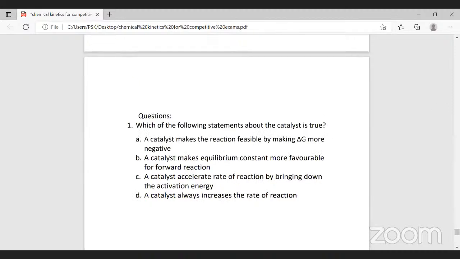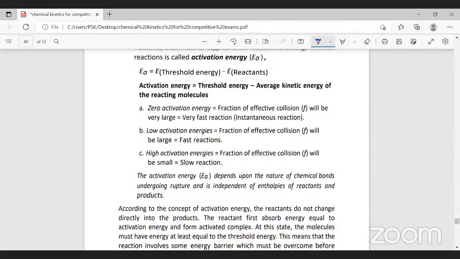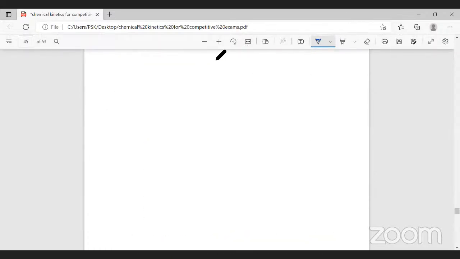Before we learn some questions, we have to understand the proper orientation, which your textbook has given. I'll use this space. For proper orientation, we can write the Arrhenius equation, k is equal to A into e to the power minus Ea by RT. This equation looks similar to this: rate is equal to Z into P into ZAB into e to the power minus Ea by RT.